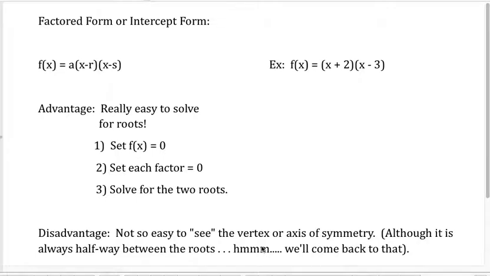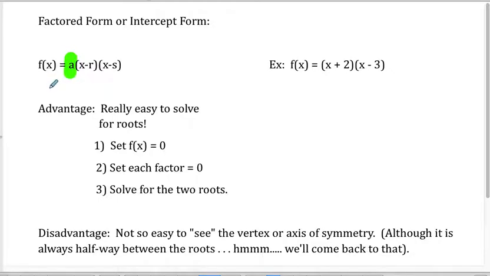Hi friends, this video is going to be about factored form, which is sometimes also called intercept form. The general rule for factored form is f(x) = a(x - r)(x - s), where a is some stretch or dilation value times the two factors of a quadratic. So x minus r is the first root or x-intercept, and x minus s is the second root or x-intercept.